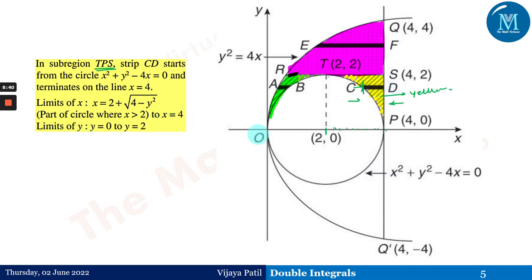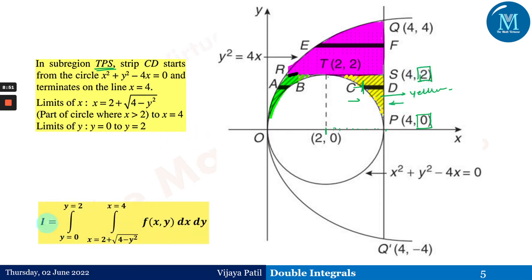Similarly, the limit of y in this case is again moving from 0 to 2, and hence this is I2, say. So integration 0 to 2 for y, and then integration of x from 2 plus square root of 4 minus y square to x equals 4, f of x comma y dx dy. So we are integrating with respect to x first and then with respect to y.